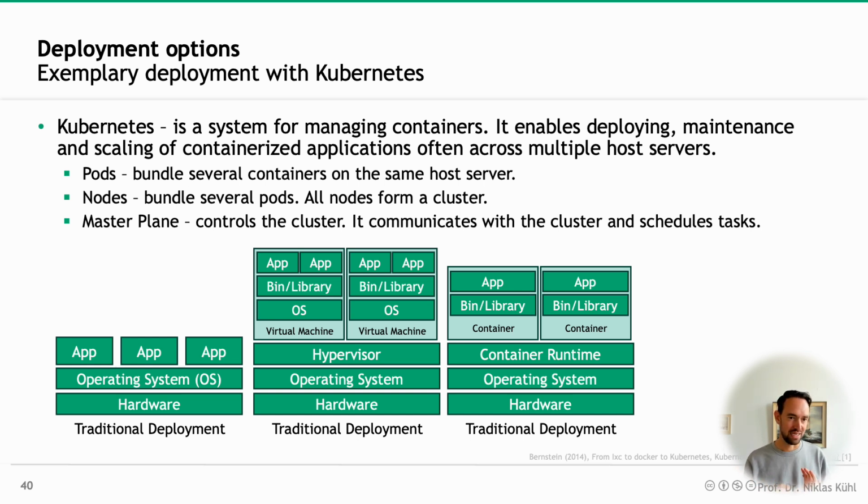And the way it works is that it has so-called pods. Those bundle several containers on the same host server, so on the same physical server. You have nodes. Those, again, bundle several pods. And then all of those nodes combined are called a cluster. So if you ever hear the word Kubernetes cluster, you now know this is a combination of nodes, which consist of multiple pods. And these clusters are controlled by the so-called master plane, right? It communicates with the different clusters. It schedules the tasks: when will you run which type of container? And you can see that this is only the logical next step of this way from monolithic programming towards a scalable, service-oriented architecture of microservices, right?